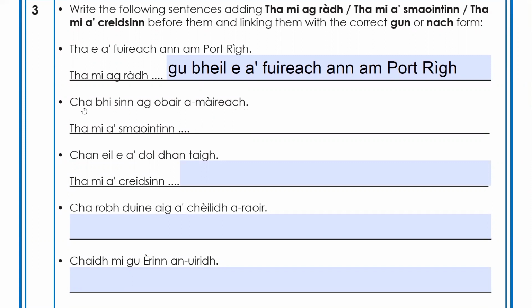So again, what's the verb? It's another to be, chaví. Chavishin, we won't be. So what tense is it in? It's in the future tense, be, and it's negative. So chavi becomes nachbi.